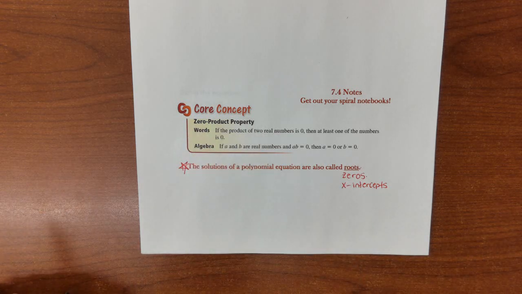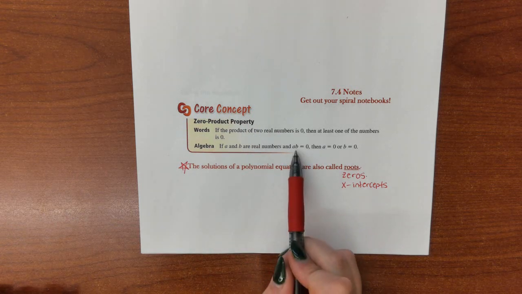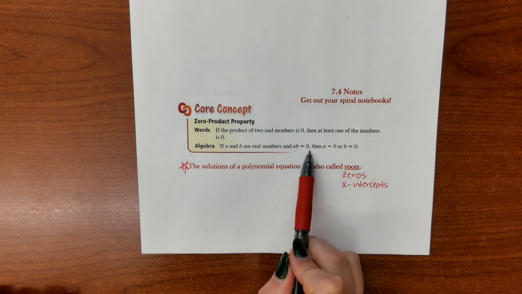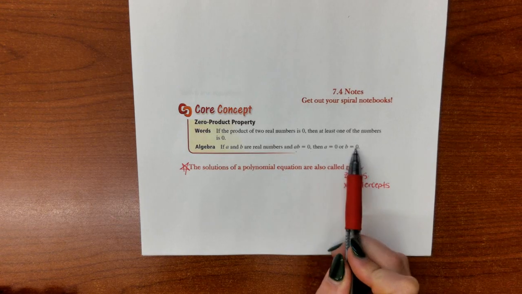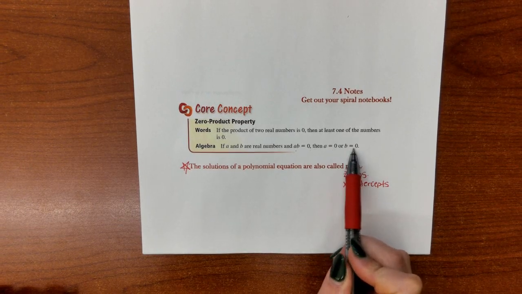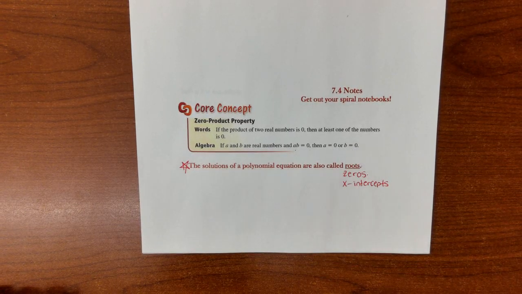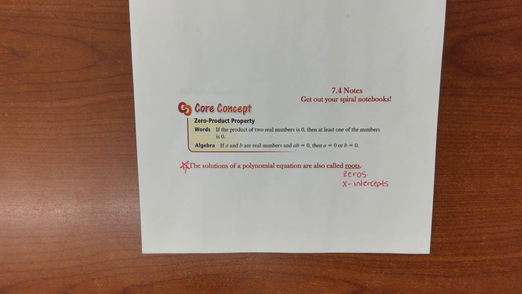So our zero product property states that if we have two numbers that are multiplied and they equal 0, we can actually separate those two numbers and set them equal to 0 on their own. And that is what we are going to use to solve these equations.